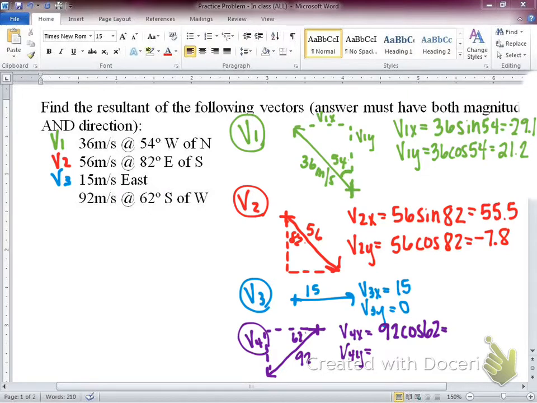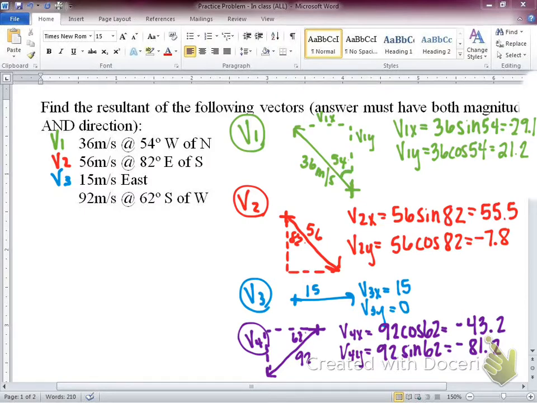And should our x component be positive or negative? Negative, right? It's going west. And our y component should also be negative. Okay? So is it a rule that we always use sine for x and cosine for y? No, it is not. You have to pay attention to the triangle itself.